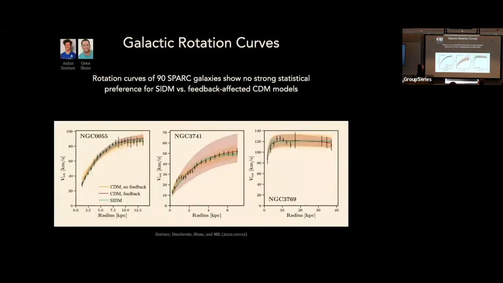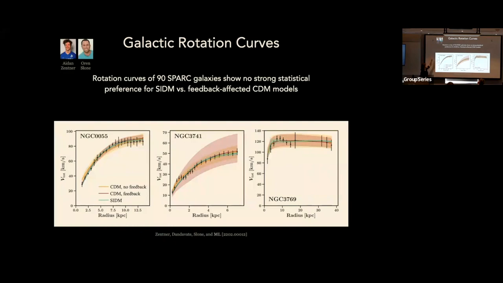This was a project that was led by an undergrad, Aiden Zentner, as well as Siddharth Dandavate. I didn't have his photo, and postdoc Oren, who's in the back. This project actually started right at the beginning of COVID because Aiden had lost his summer research opportunity. So he just came to my office and was like, is there anything I can do? Gave him this, and hey, it turned into a paper, which is pretty awesome.